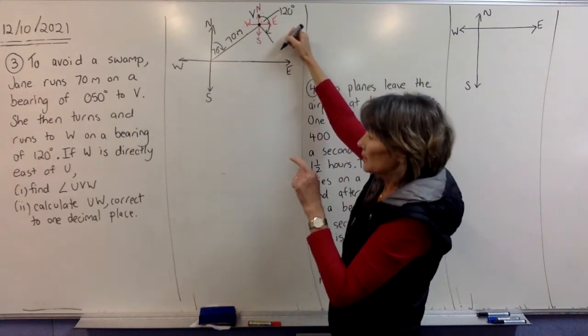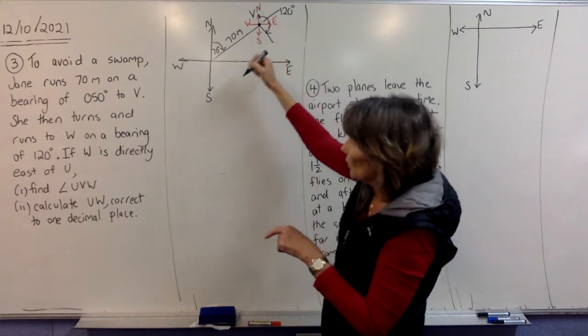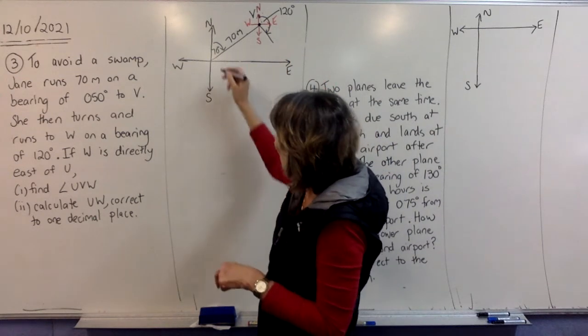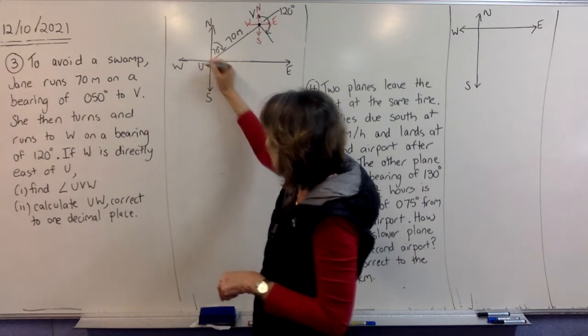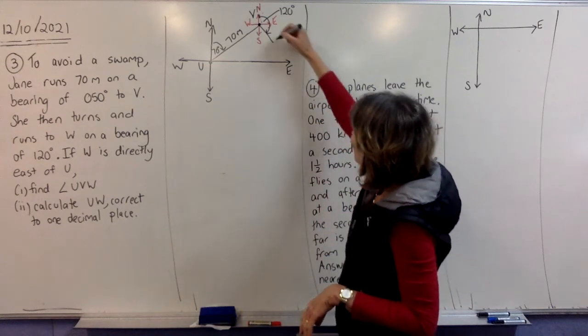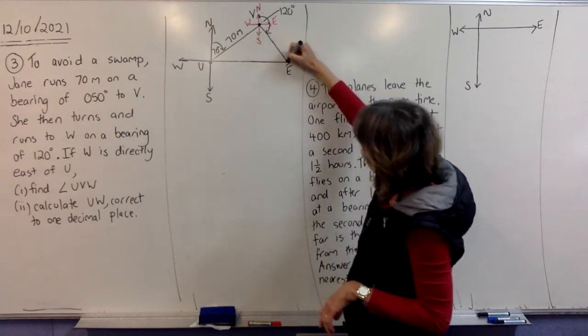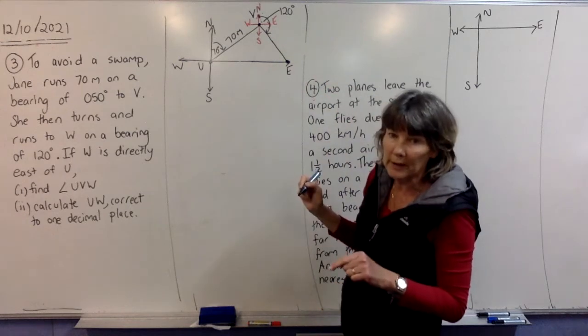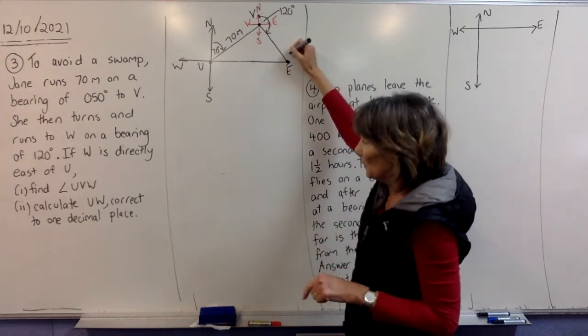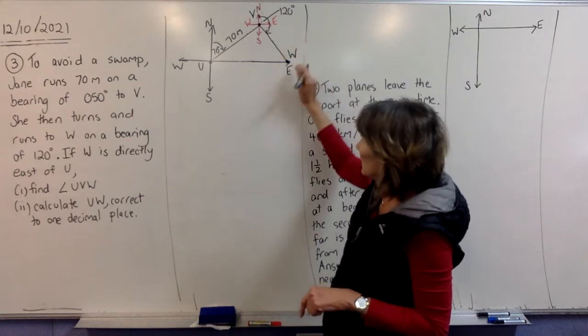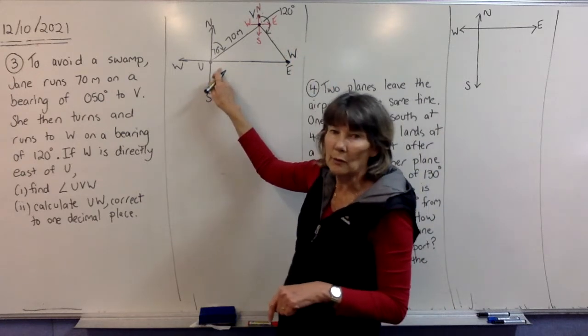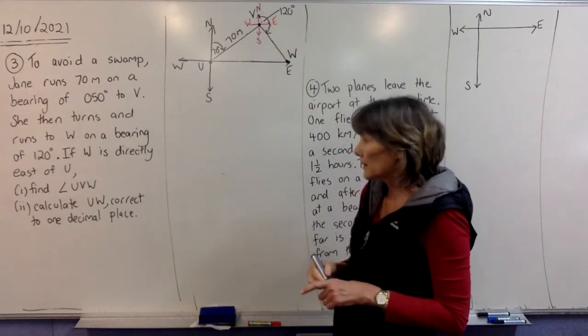And it says that W is directly east of U. At some point they should have told us we were starting at U, so we'll put it over there. So we're going to keep going until we're directly east of U, which means we stop on the east line. All right, so we're going to W here. W is directly east of U. All right, so that's our diagram.